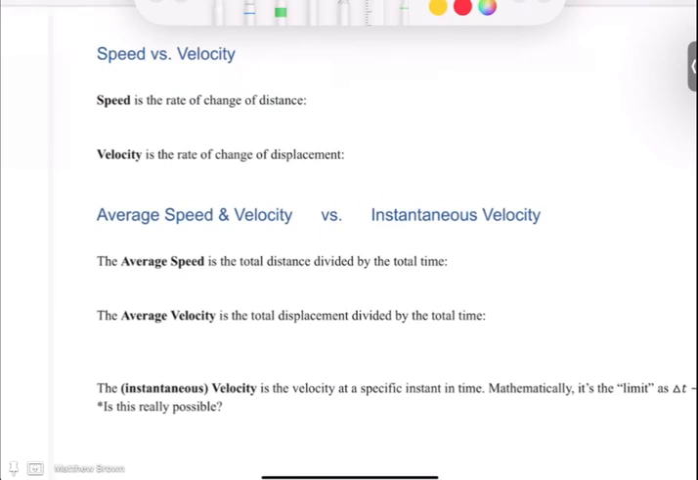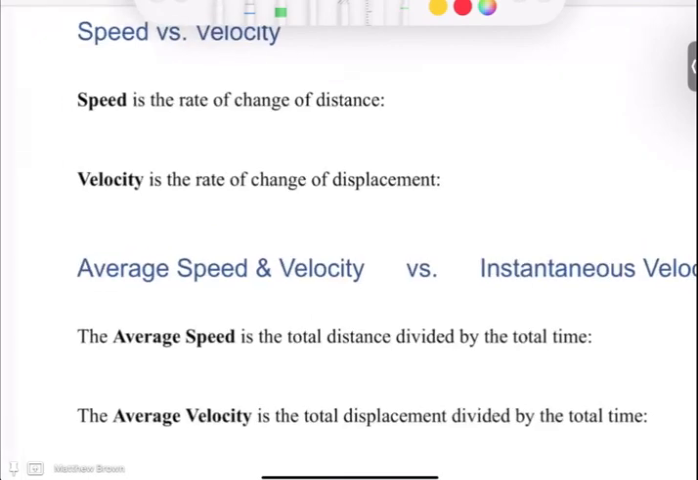Okay, moving on. Speed versus velocity, kind of the rate of change version of position and displacement. So, speed is the rate of change of distance, and velocity is the rate of change of displacement. For speed, we just use v, and for velocity, we use v with a vector symbol, right? Just to represent that it is a vector.